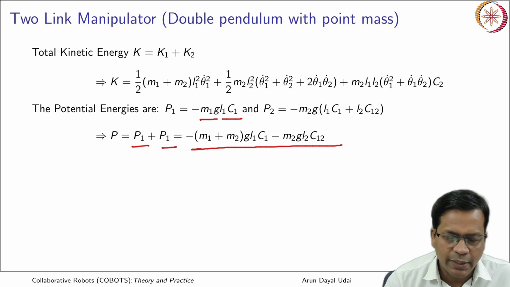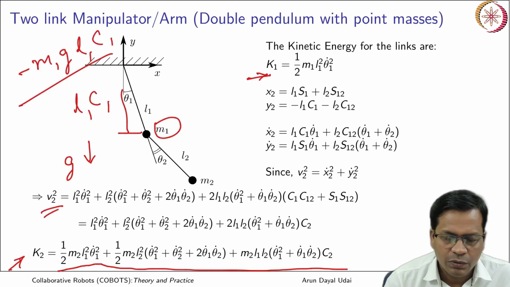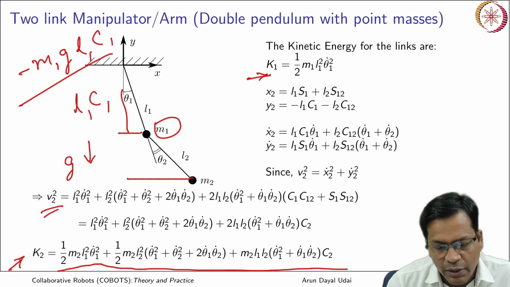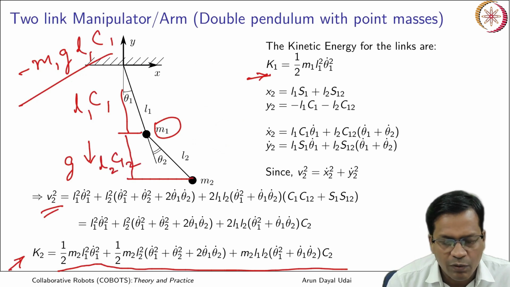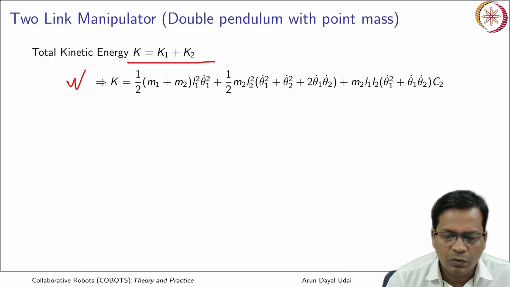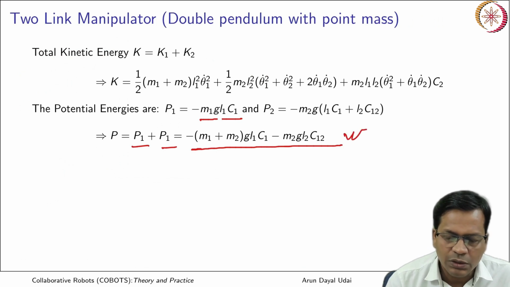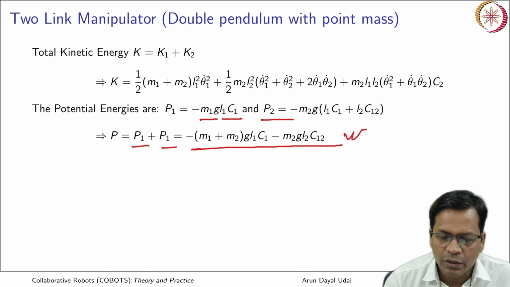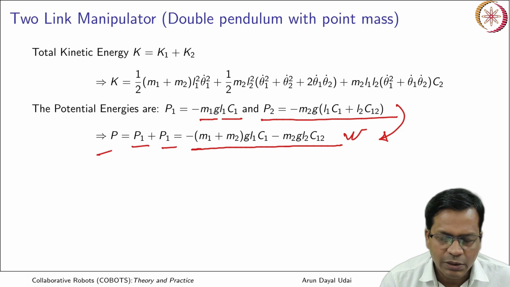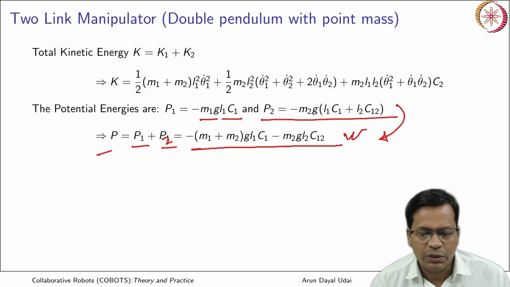For the second one, you have used the total distance here, that is L1C1 plus L2C12, times m2 into minus g. So all those will come here and finally it will make it to this. So this is the potential energy for the second bob, and both summing together I got this. So this is the total potential energy P1 plus P2, which is here.